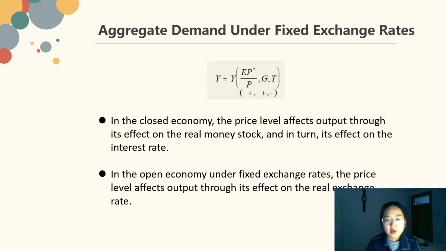The sign of the effect of the price level on output remains the same, but the mechanism is very different. In a closed economy, the price level affects output through its effect on the real money stock, and in turn its effect on the interest rate. In an open economy with a fixed exchange rate, the price level affects output through its effect on the real exchange rate.